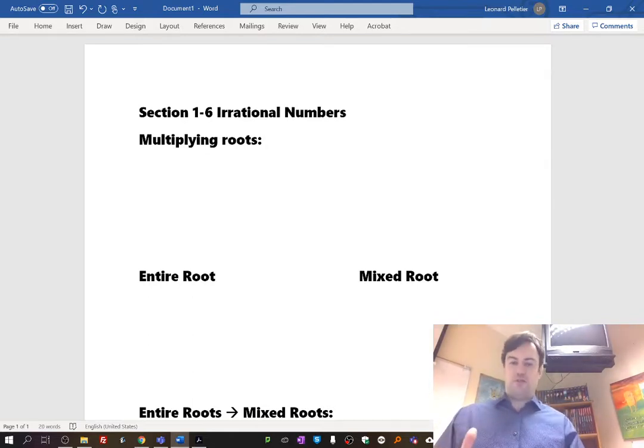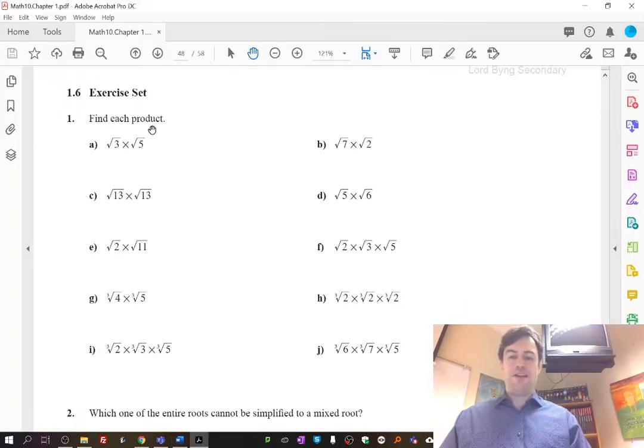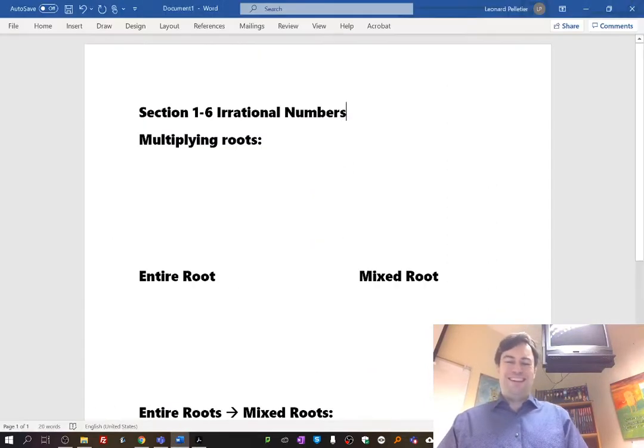So this is going to be like question 1 in the workbook. I've got it open. Here we go. It says find each product, and they're like boom, boom, boom. Just multiply some square roots together. So it's not too hard to multiply square roots together.